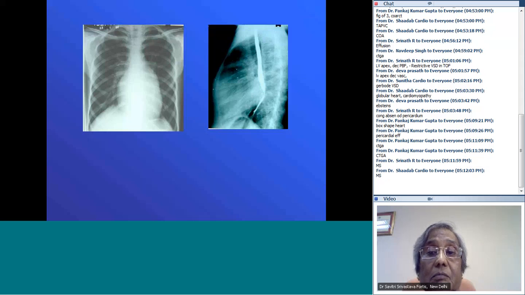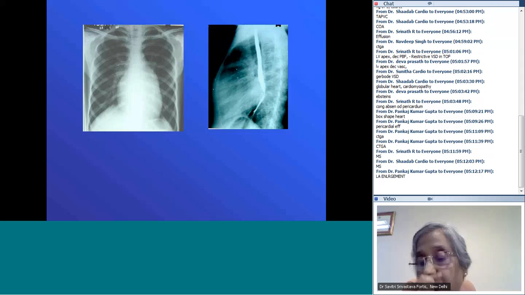Yeah, two people are correct. But again, you are not giving the description. Why are you saying it is MS? You have to describe the X-ray, give the findings, then put the diagnosis. Otherwise, you get 50% marks only.